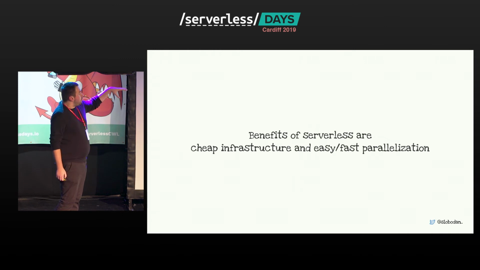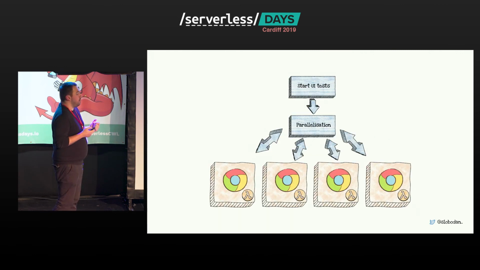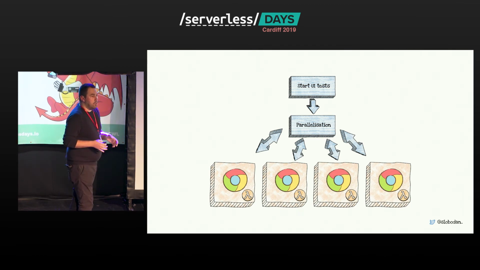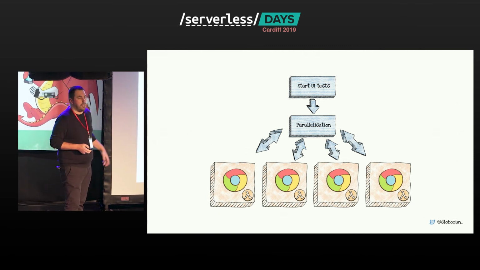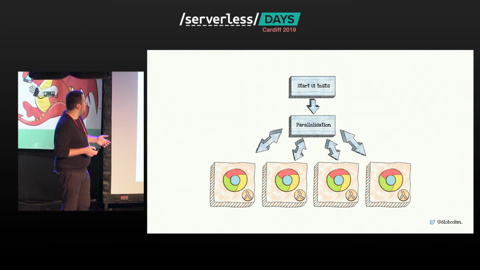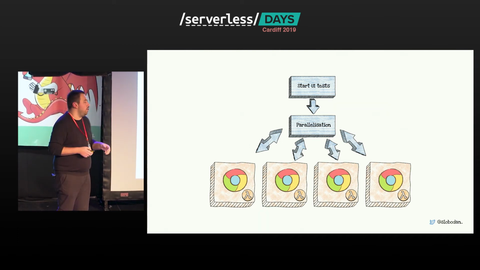But the benefits of serverless are cheap infrastructure and easy and fast parallelization. So maybe we can combine those two things and do something like this. For example, you can start your UI test, but instead of just starting some traditional tool that will run one test after another, you can probably split that into some batches that can run in parallel. And then you can do some crazy thing, for example, like putting your Chrome inside AWS Lambda, or using Google functions. I think they already have Chrome inside.